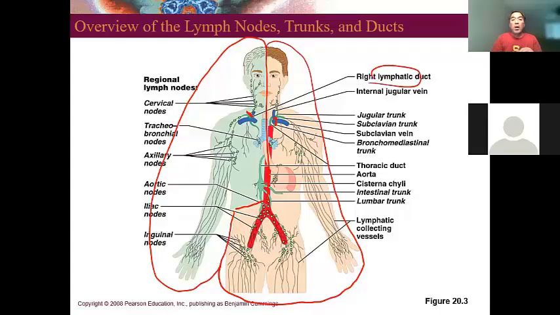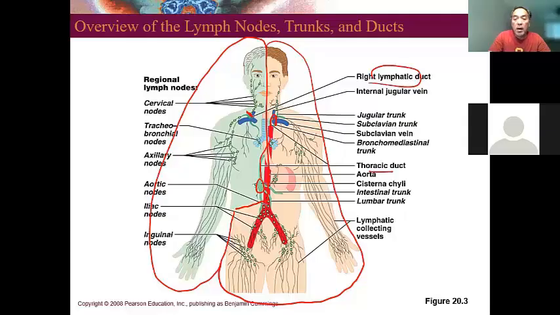3/4 of the body is drained by the thoracic duct. That's why we don't call it the left lymphatic duct, because it is extensive. 3/4 of the body is drained by the left duct, but we call it the thoracic duct. And part of the thoracic duct is the cisterna chyli, which actually drains into the thoracic duct. And those are the different vessels and structures that we are identifying in our anatomical model.